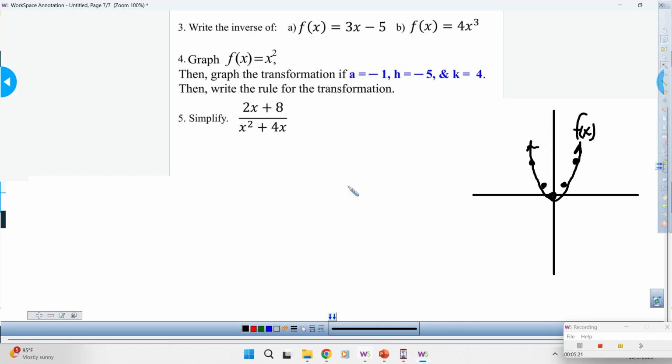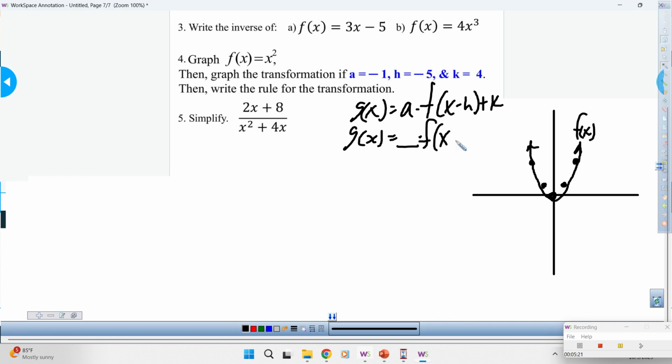But they're asking us to transform according to this. So let me write my form, g of x equals a times f, x minus h plus k. And of course, we do that without the parameters a, without the h, and without the k. So, what is a? A is -1. H is -5. Put the little square here for the quadratic. And k is 4. So my new form is g of x equals -1.